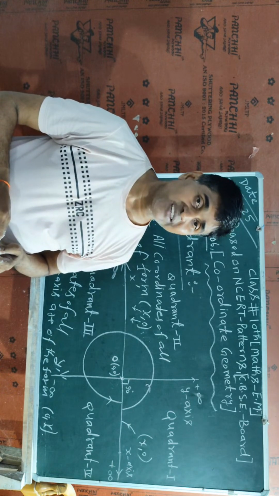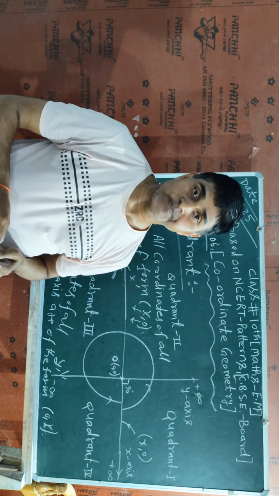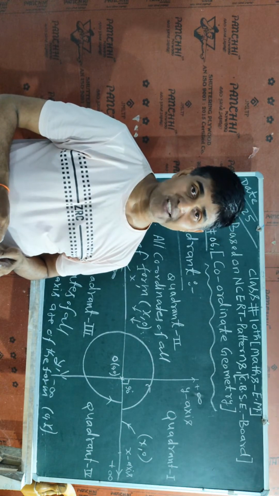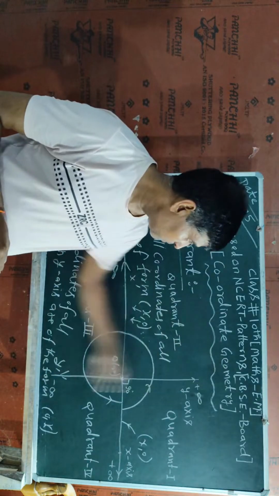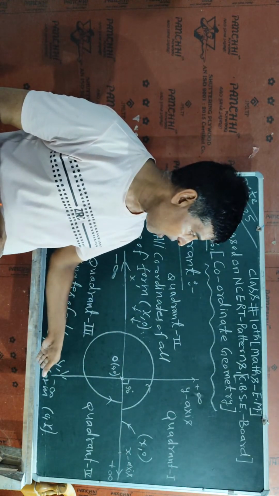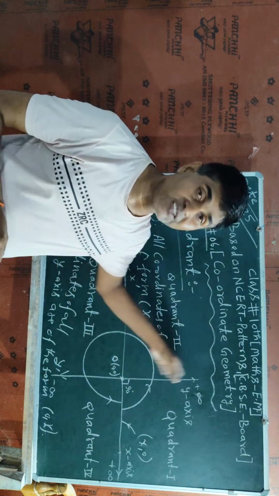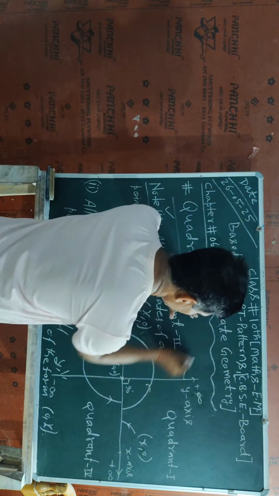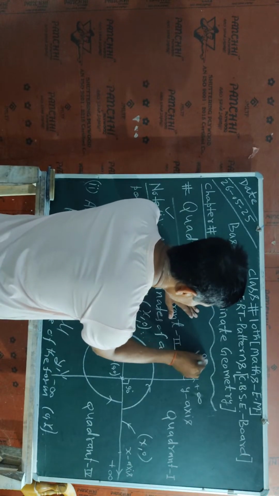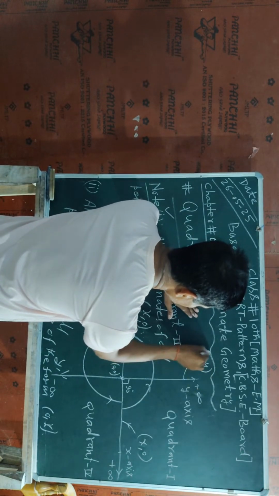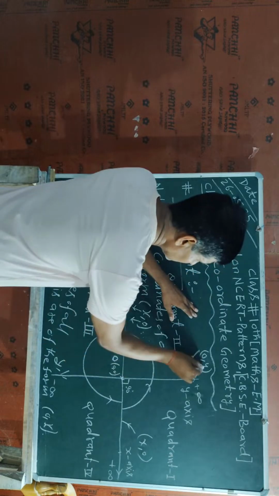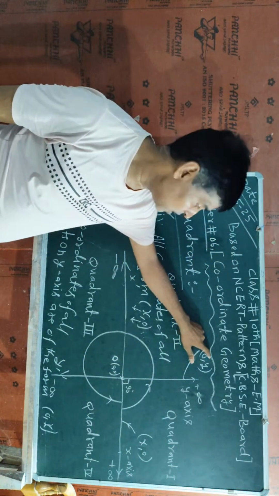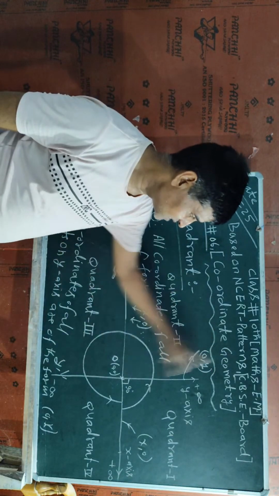Now the second point is that all coordinates of all points on the y-axis will be of the form 0 comma y. In other words, we can say that the abscissa value will always be 0 on the y-axis.